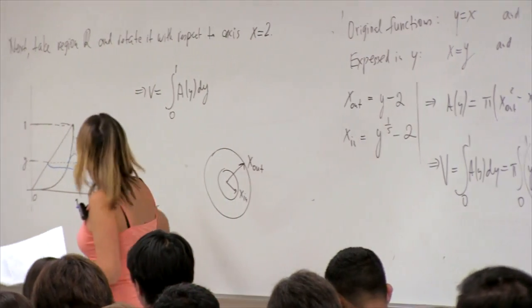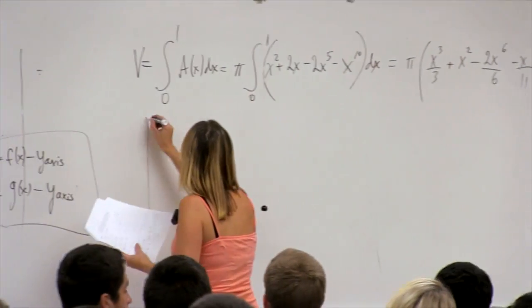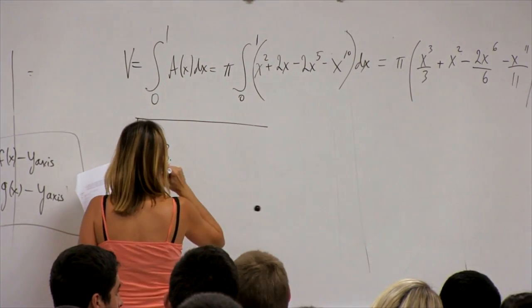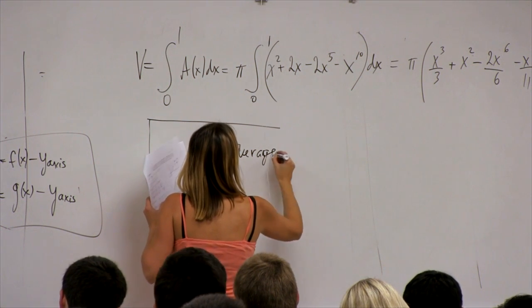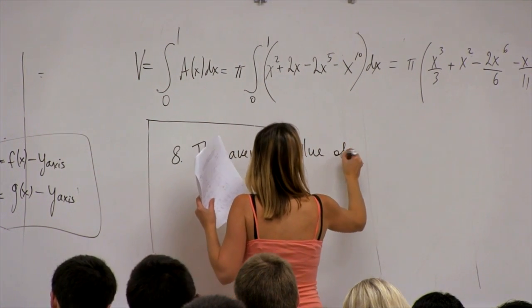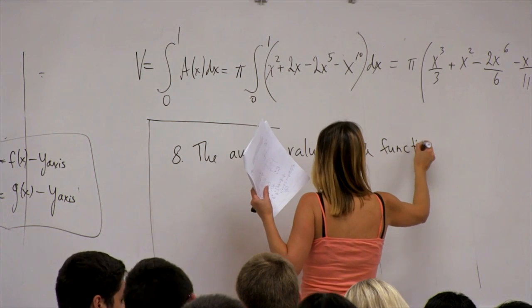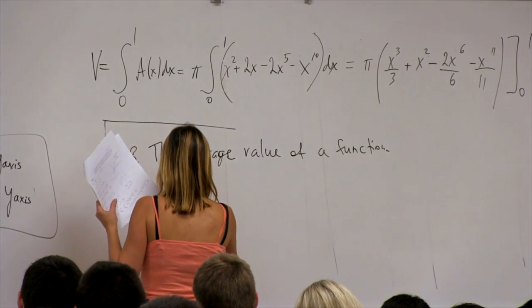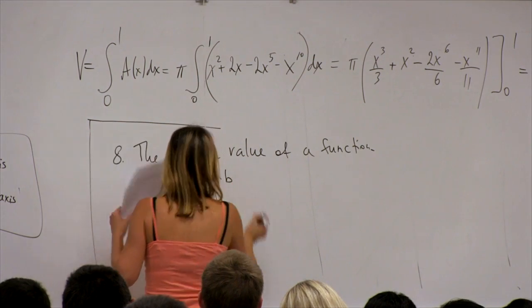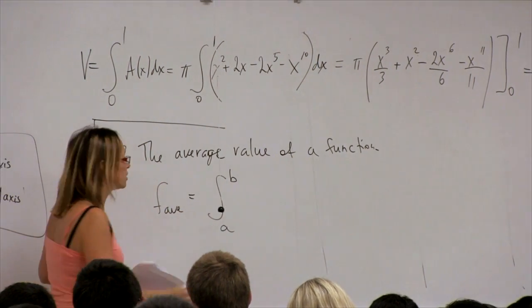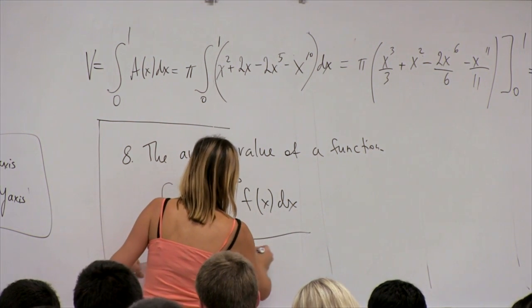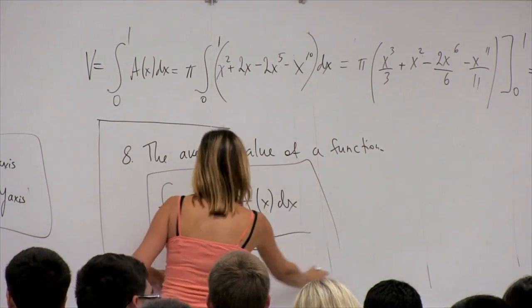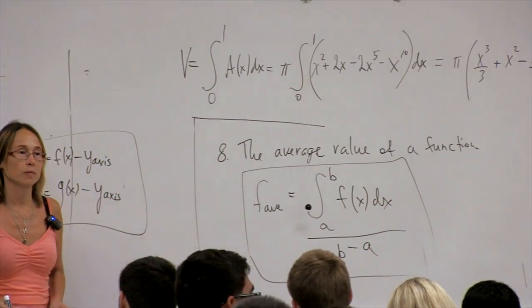And so the last topic that I didn't mention is, I believe it's 8, right? The average value of a function. So f average is, when you have to evaluate the average value on an interval from a to b, you have to integrate from a to b and divide by the length of the interval. Thank you.